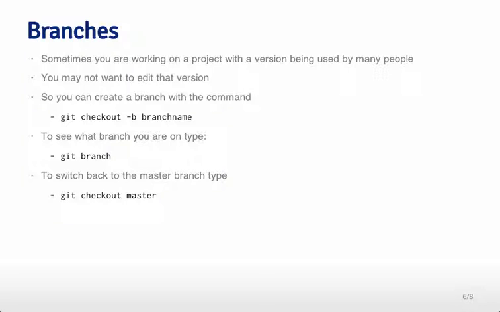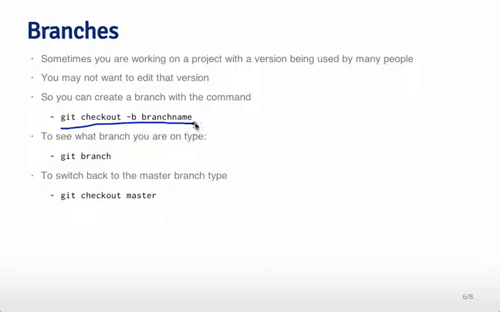Sometimes you might be working on a project, particularly in this class, where there's a version that might be used by many other people, and you might not want to edit the version that's being used by everyone because if you make a lot of changes to it, it might break all the work that they're doing. So one thing that you might do first is create a branch. A branch is just another version of the same directory, but where you can make changes sort of independently.